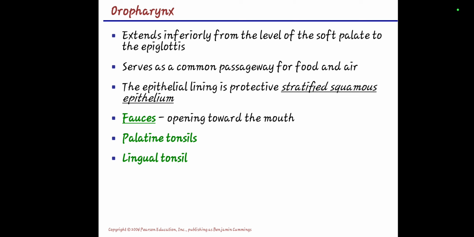And here we have the palatine tonsils and the lingual tonsils. Let's unlock this. The palatine tonsils are located near the opening of the oral cavity into the pharynx, while the lingual tonsils are located on the posterior surface of your tongue, which also places them near the opening of the oral cavity into the pharynx. So again, the palatine tonsils are located near the opening of your oral cavity, and the lingual tonsils are on the posterior surface of your tongue. That is the difference between palatine and lingual tonsils.